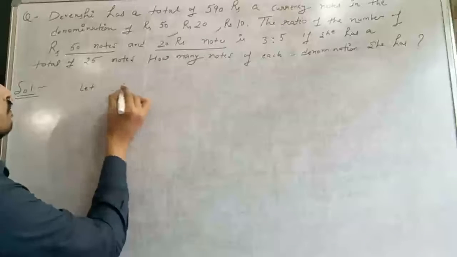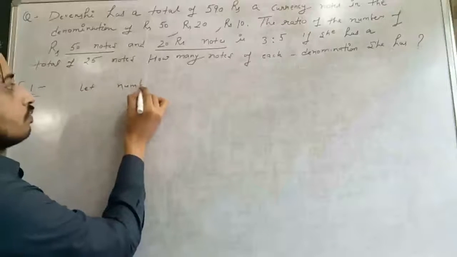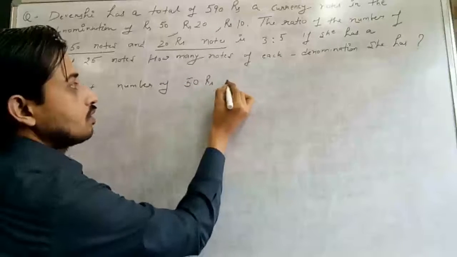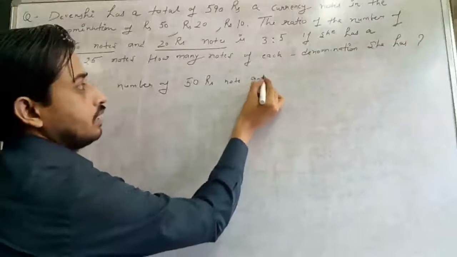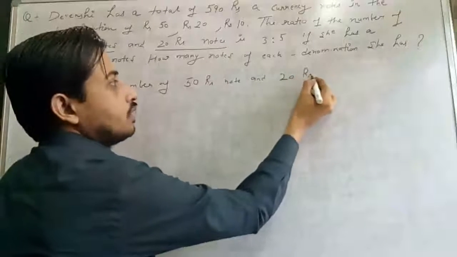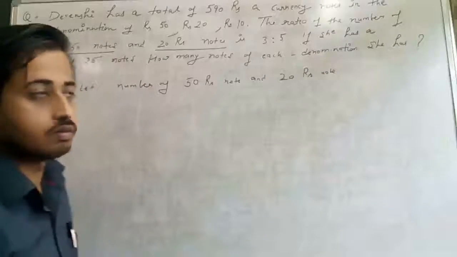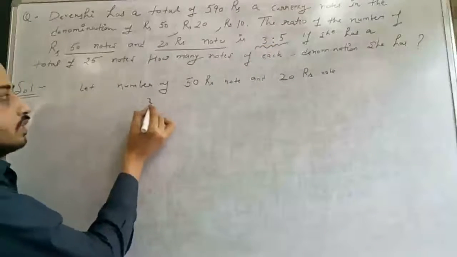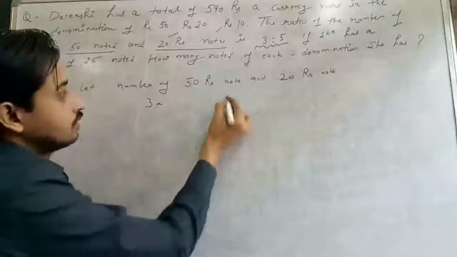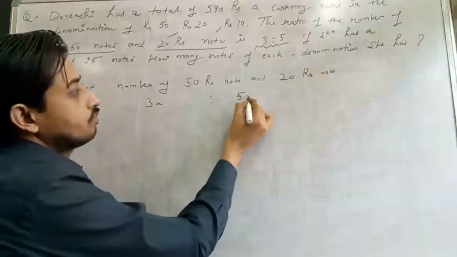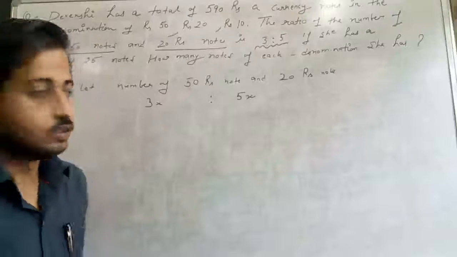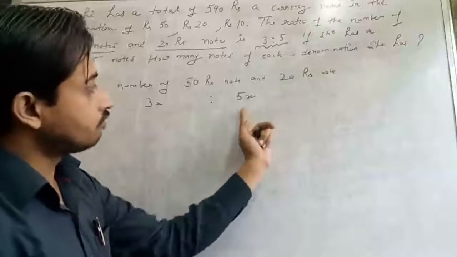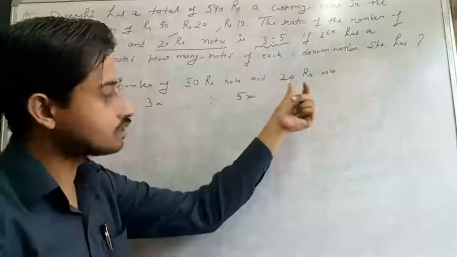So let the number of 50 rupees notes and 20 rupees notes we have be in the ratio 3:5. So we take 3x and 5x. So 3x indicates the number of notes of rupees 50 and 5x indicates the number of notes of rupees 20.